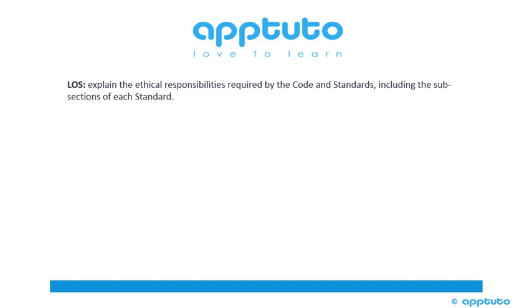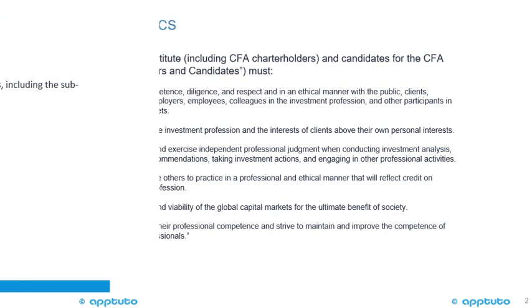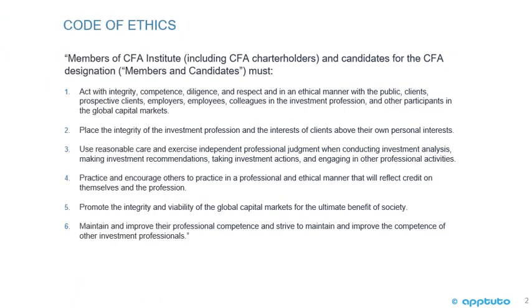This LOS is to explain the ethical responsibilities required by the code and standards, including the subsections of each standard. This LOS is dealing with the code and standards and substandards, but I just wanted to point out, I've put in here the code of ethics first. Just recall that there's 6 components to the code of ethics, and then there's the 7 standards and all the substandards. And when you're doing the ethics questions, you want to make sure, is it regarding the code of ethics or the standards of substandards?